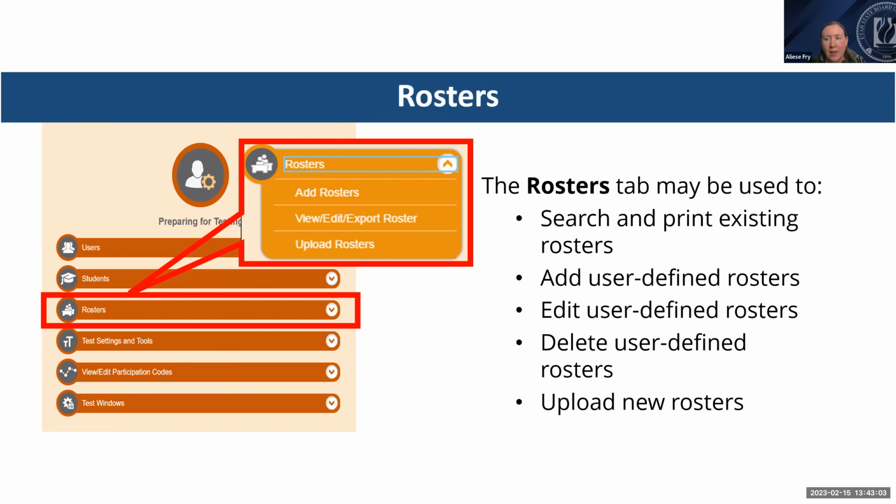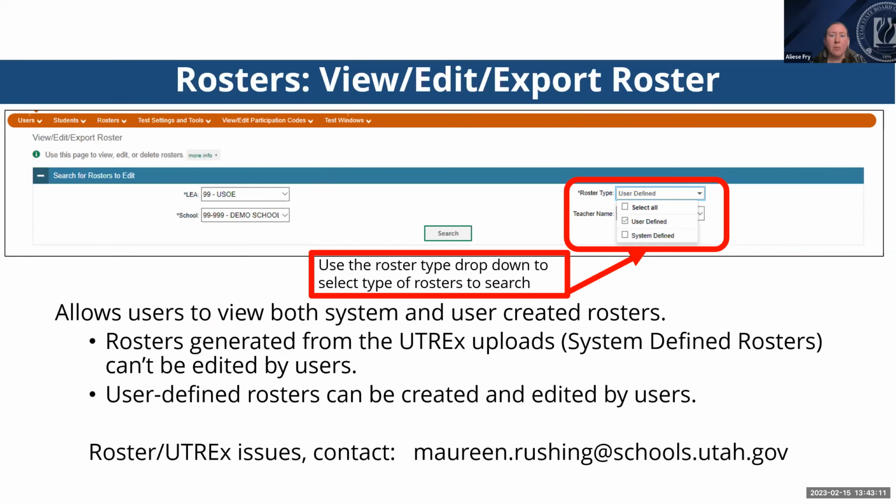For rostering, the rostering tab allows you to search for pre-existing rosters. You can make them, you can edit them, you can delete any that were user defined. You can also view the system defined rosters. Remember that the system defined rosters cannot be edited because they are loaded through the Utrecht sync.